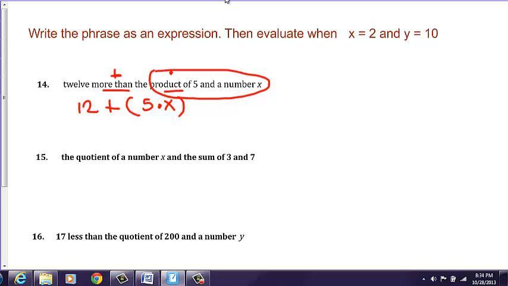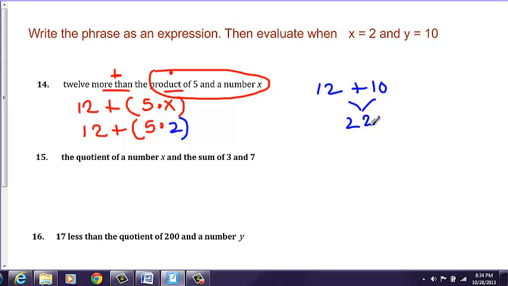Now remember the substitution step. Don't forget the substitution step. My x is 2. So I'm going to rewrite the phrase, this time with the substitution in it: 12 plus 5 times, what's my value of x that's given here? It's given as 2. So I'm going to put that 2 in there. Now we know the order of operations. Order of operations tells me that I have to do the 5 times 2 first. So now I have 12 plus 10 and I end up with 22.